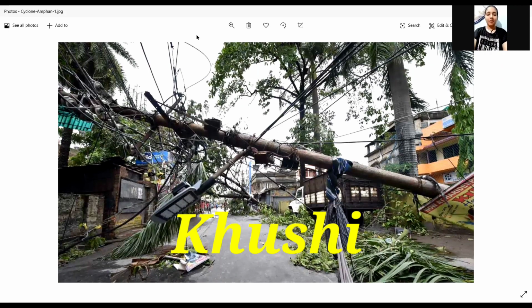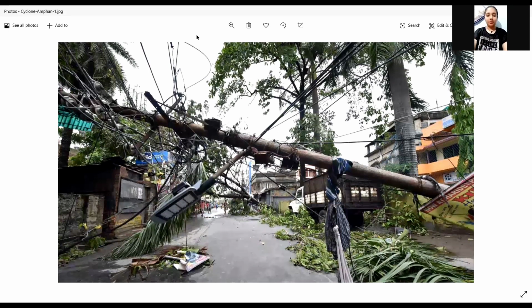Good evening, everyone. I'm Khushi and I'm here to describe this picture. This picture depicts a super cyclone, Amphan, which hit West Bengal recently. This cyclone was one of the strongest cyclones that has ever hit that state. Amphan is derived from a word meaning the sky, and this word was given by Thailand. This picture shows the havoc and destruction it created in that state.